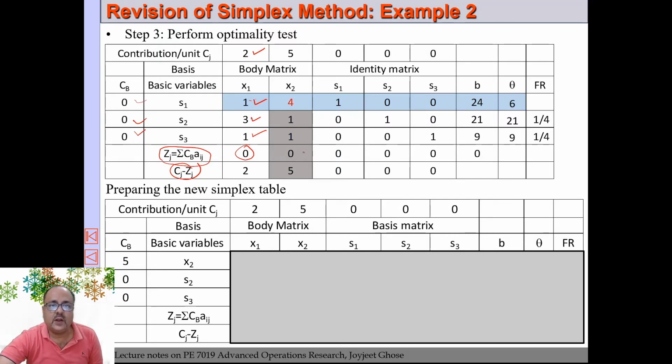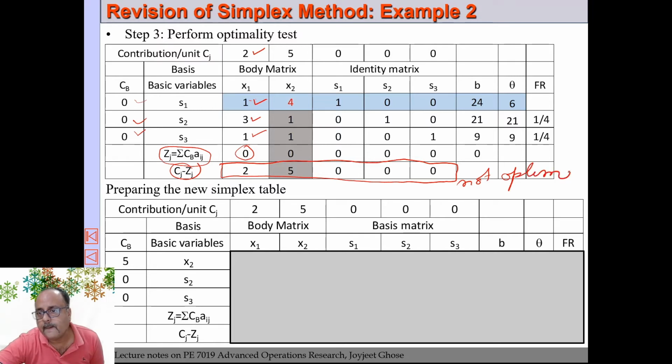Now whether this is an optimal solution or not, for that we have to check all the Cj minus Zj. All the Cj minus Zj has to be checked. From all this we see that at least one of the values of Cj minus Zj is positive, so this solution is not optimal. And the one having the maximum value will be the pivot column. So therefore x2 will be the entering variable.